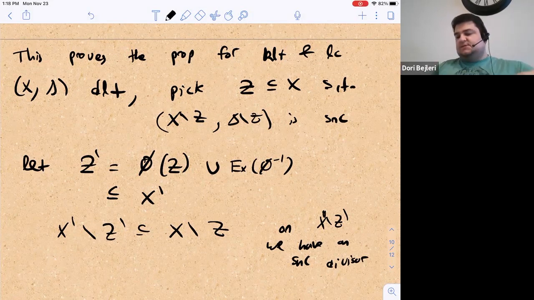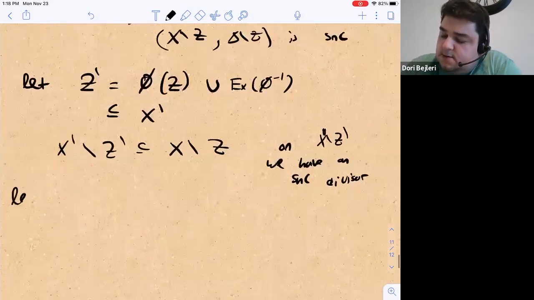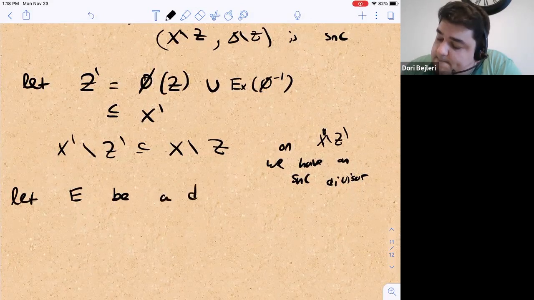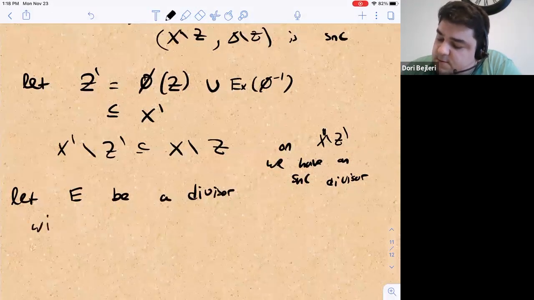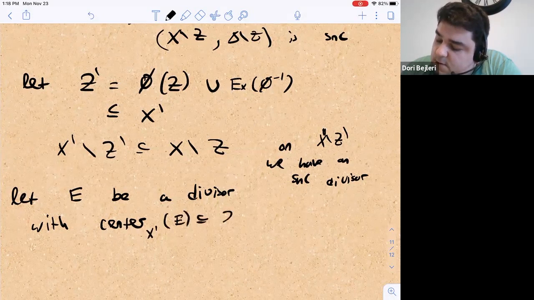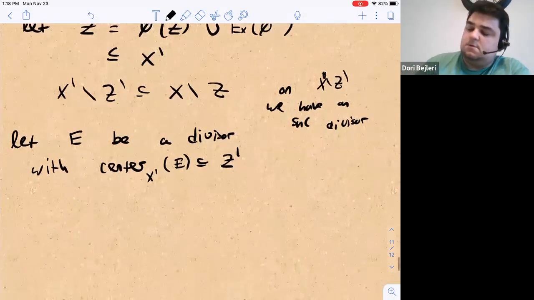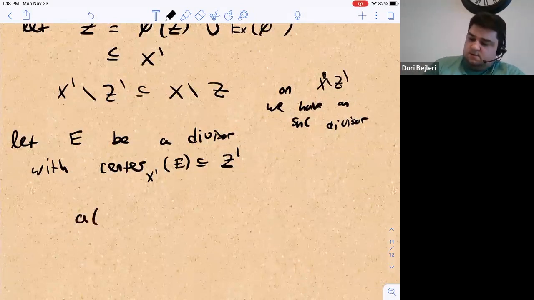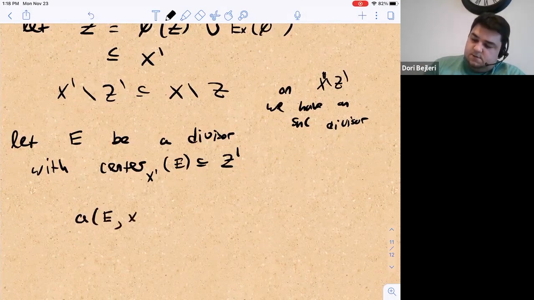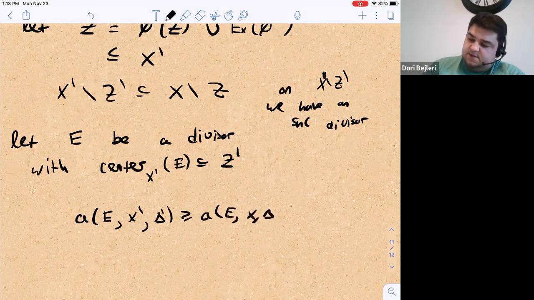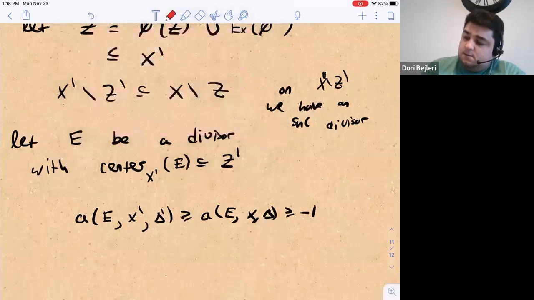And so we just have to check that the discrepancies over Z prime are strictly bigger than -1. So let E be a divisor with center inside Z prime. Well, first we know by our lemma that the discrepancies are greater than or equal to the discrepancies of this E on X, delta by the lemma, which are greater than or equal to -1 because it's DLT. So this is the first part of the lemma, and this is the DLT assumption.